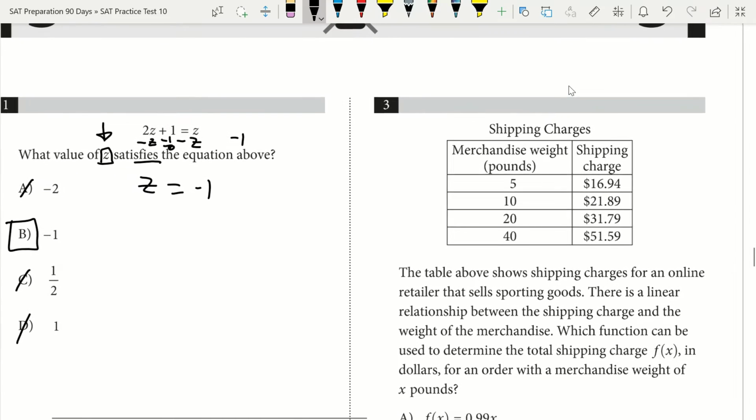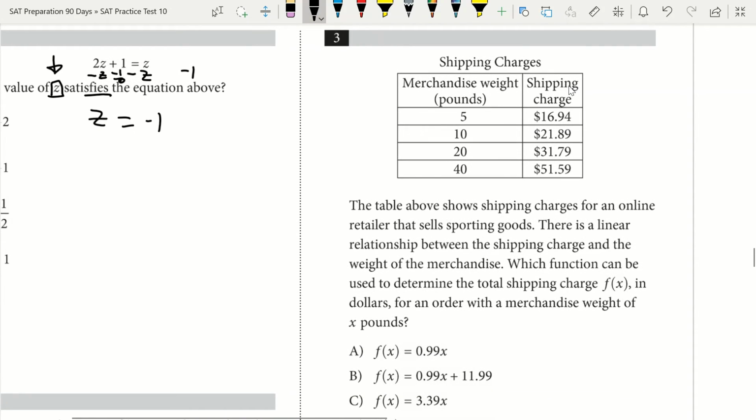All right, let's take a look at number 3. So we've got shipping charges. We have merchandise weight and shipping charge. The table above shows shipping charges for an online retailer that sells sporting goods. There's a linear relationship between the shipping charge and the weight of the merchandise. Which function can be used to determine the total shipping charge f of x in dollars for an order with a merchandise weight of x pounds?